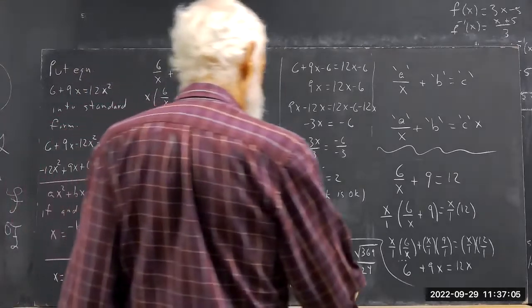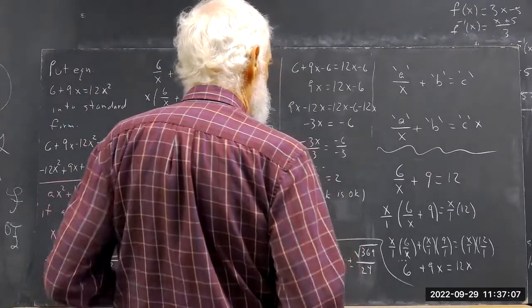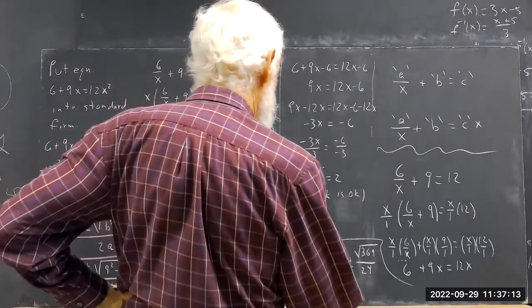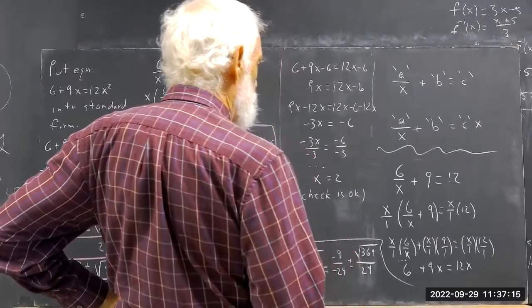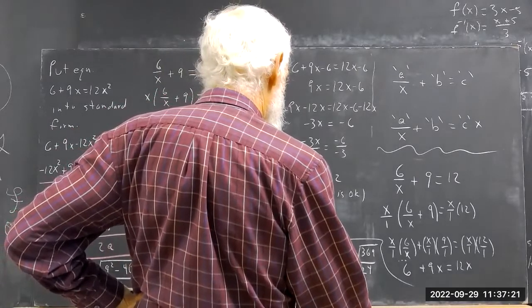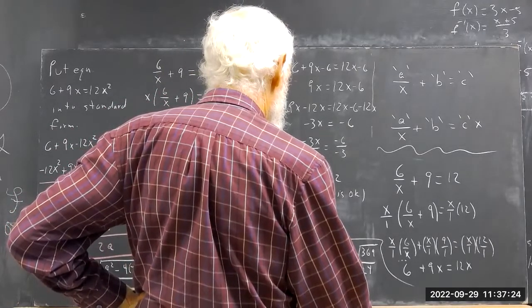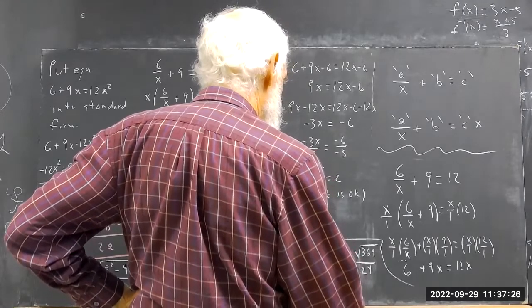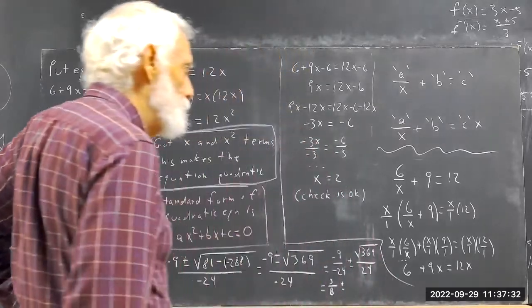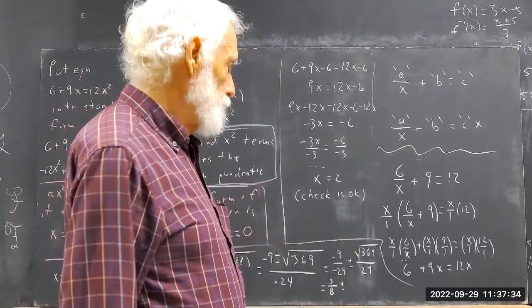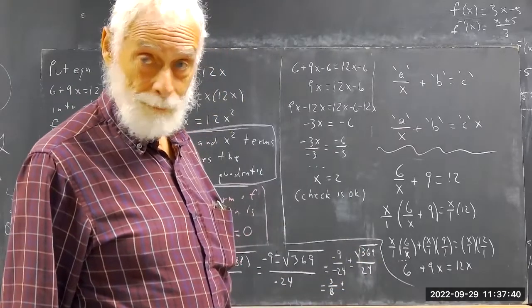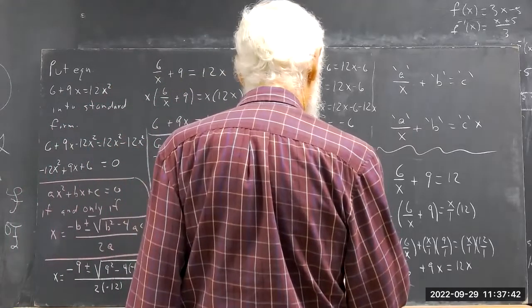And negative 9 over 24 is the same as 9 over 24. That reduces to 3/8. I can factor 9 out of 369. In other words, 369 is 9 times 41. So this is the square root of 9.